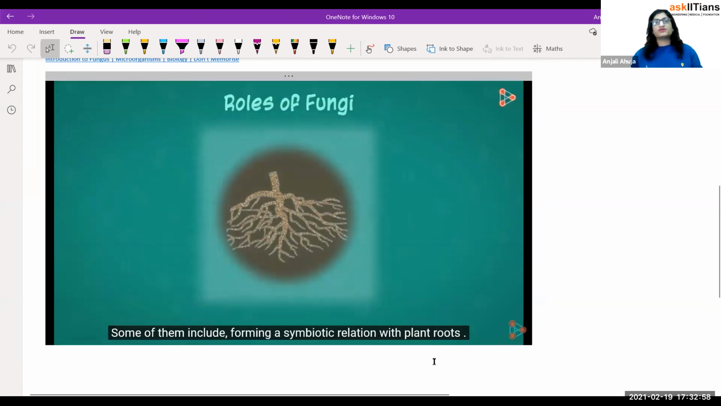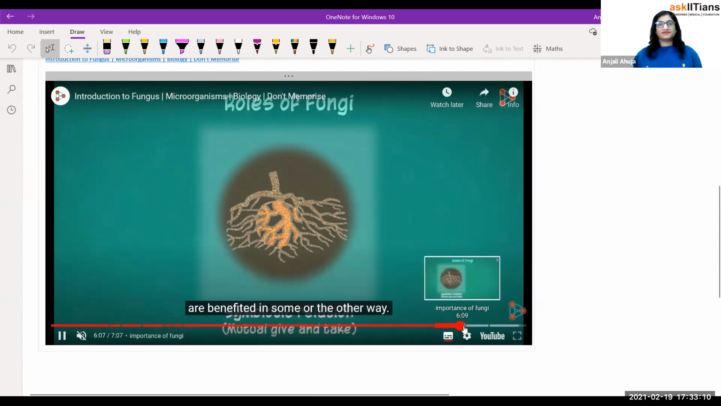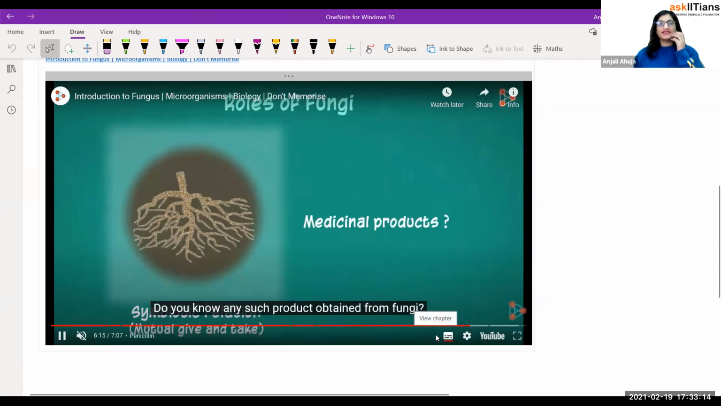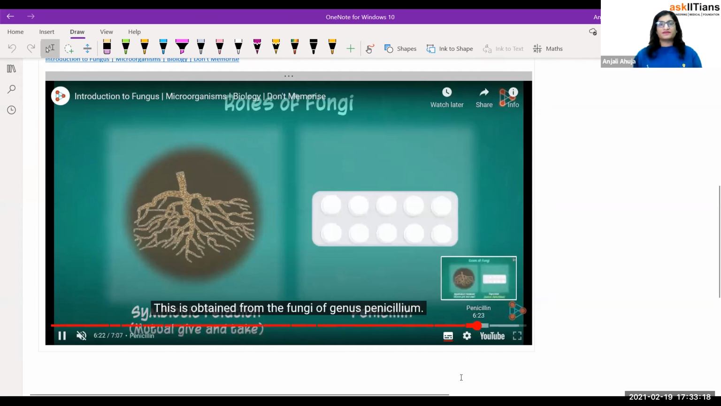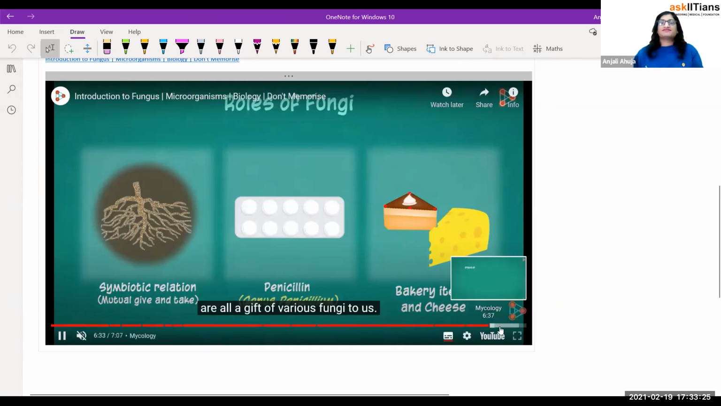And now this person is going to talk about the role of fungi. Symbiotic relationship, I mentioned it. It means multiple organisms are dependent on each other: take and give. Medicinal production, we obviously have penicillium, the first one, so it has medicinal value. Next is bakery items. I told you this. Let's move.